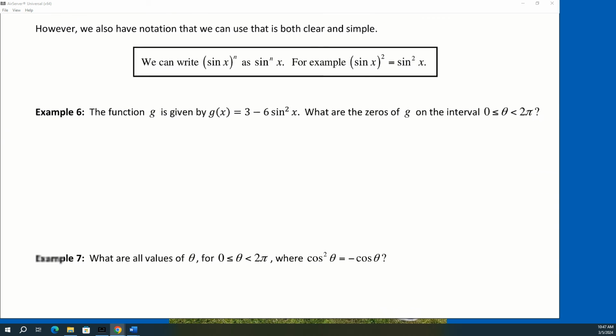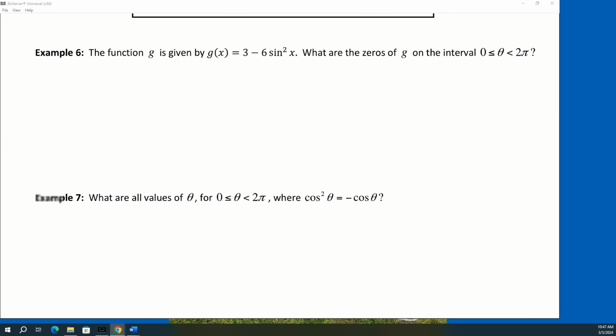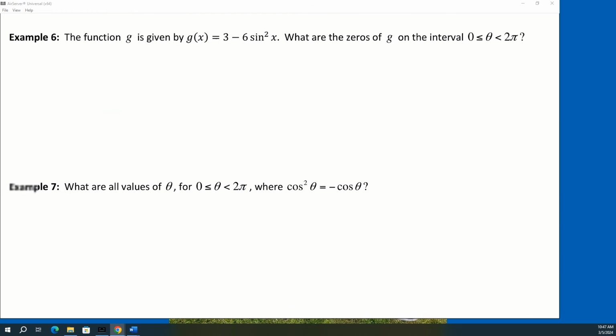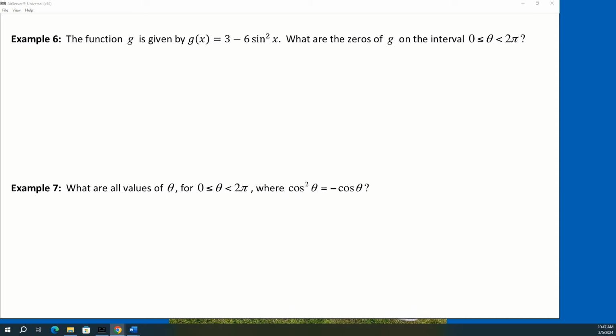Okay. So let's look at example 6. We have this function g, and we want to find the zeros, and we're finding the zeros in just that interval between 0 and 2 pi, so just the unit circle. So how do you find zeros? Like, what would we do? Just set it equal to 0.